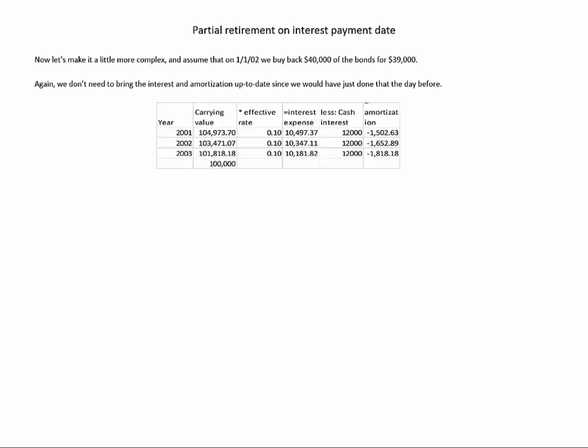And there's our amortization table. And again, we're going to be looking at the 2002 line in our amortization table. Now at January 1st, 2002, there's a premium of $3,471.70.